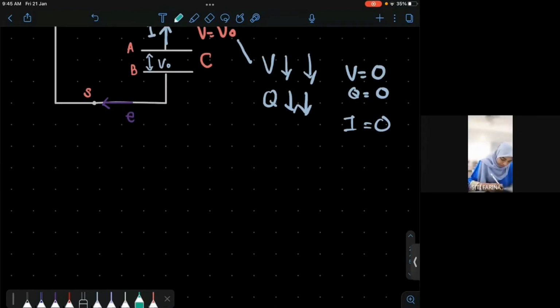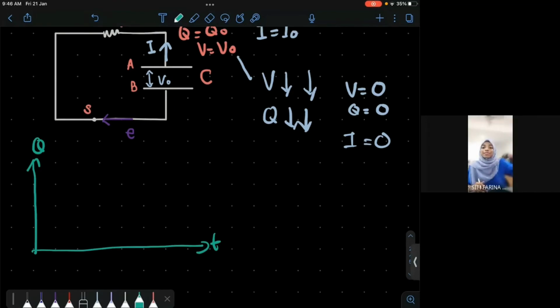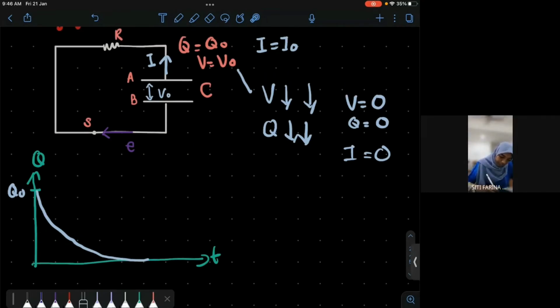Okay, so begitu juga proses discharging ni dia akan ada graph dia juga. Graph dia dekat sini untuk Q, ini Q versus T. Initially you started with maximum charge, so kita akan ada Q0 dekat sini. So dia slowly decreasing sampailah dia sampai zero dekat sini, betul tak? Dia start dengan Q0, dia drop pergi zero. So this is the shape of your discharging for charge graph.